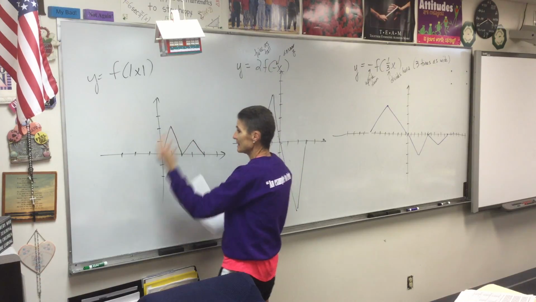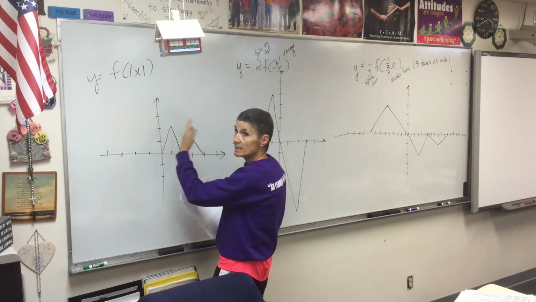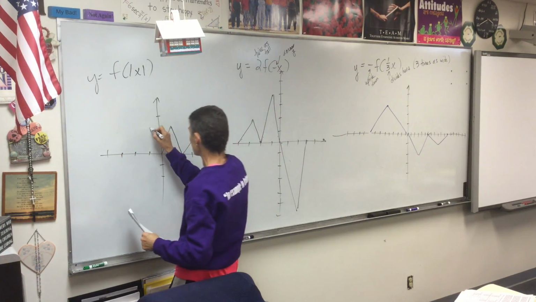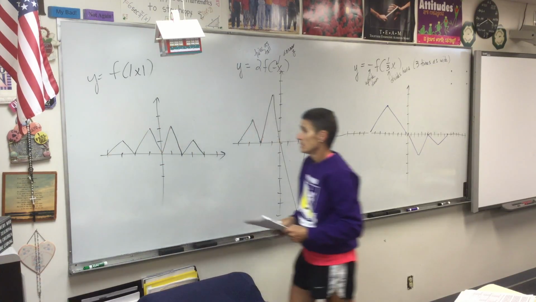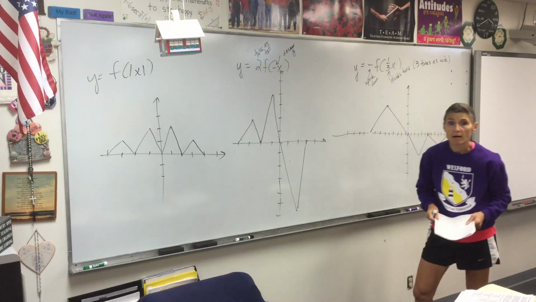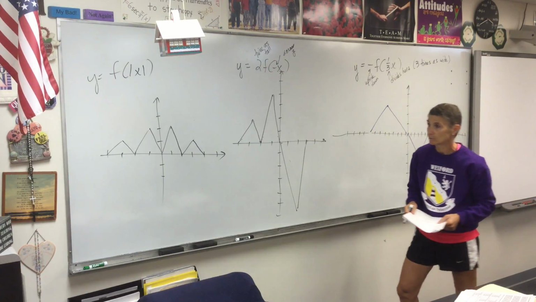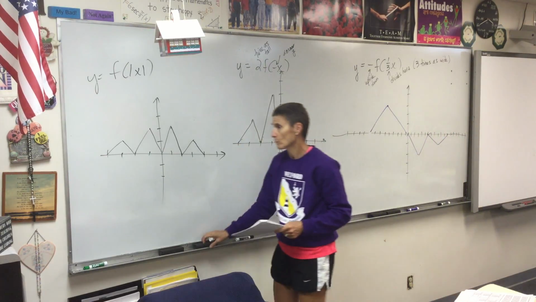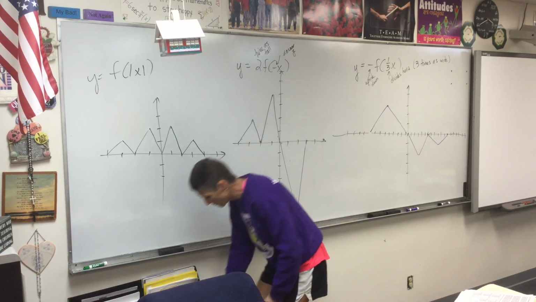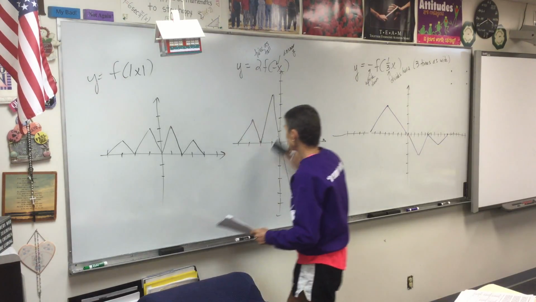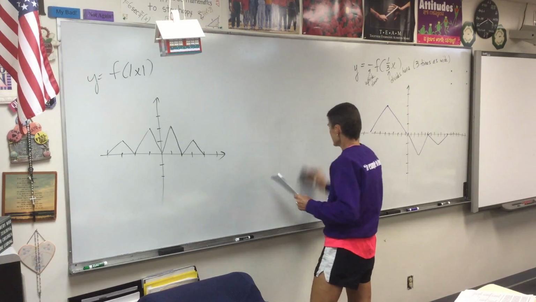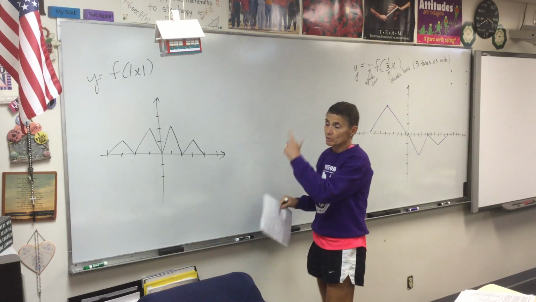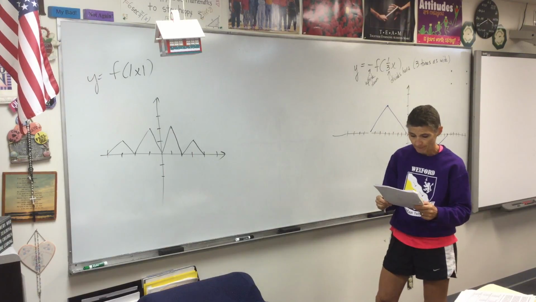And then it gets reflected sideways across the y-axis. So you would have this. That is a picture of f of the absolute value of x. Remember, when you take the absolute value of just x, everything on the right stays the same, and the right gets reflected onto the left.